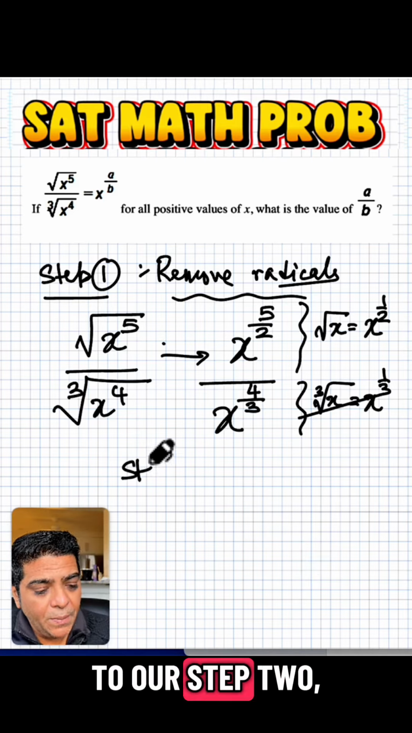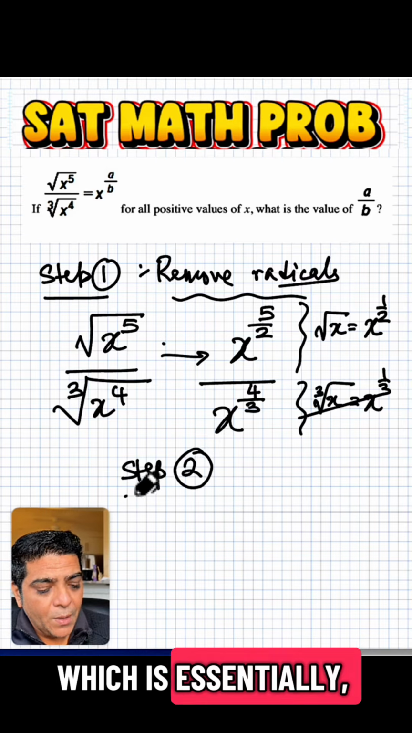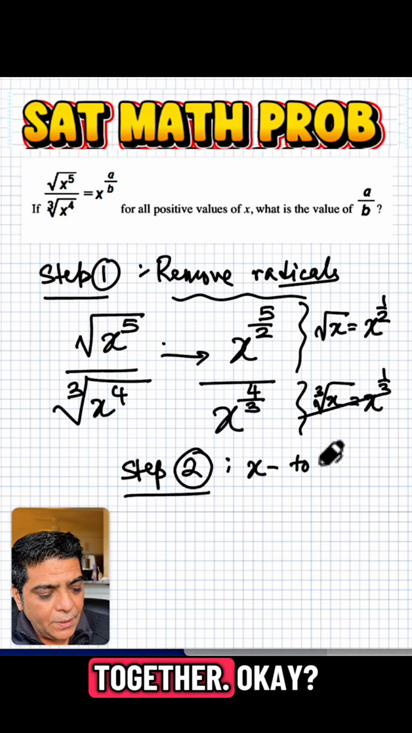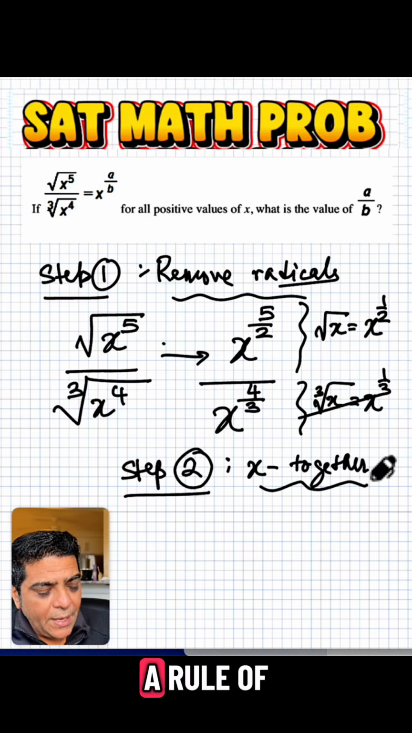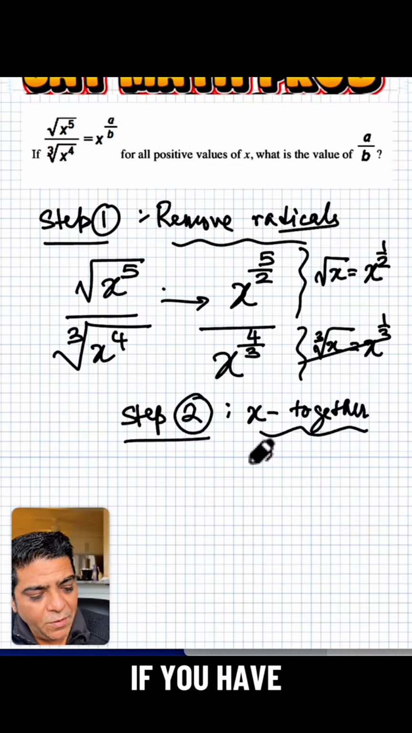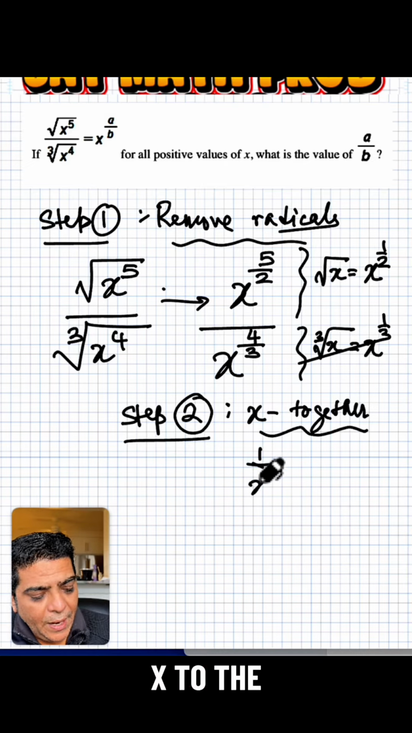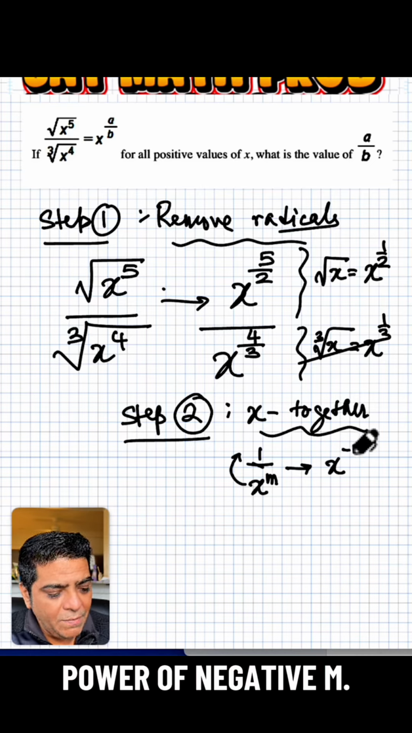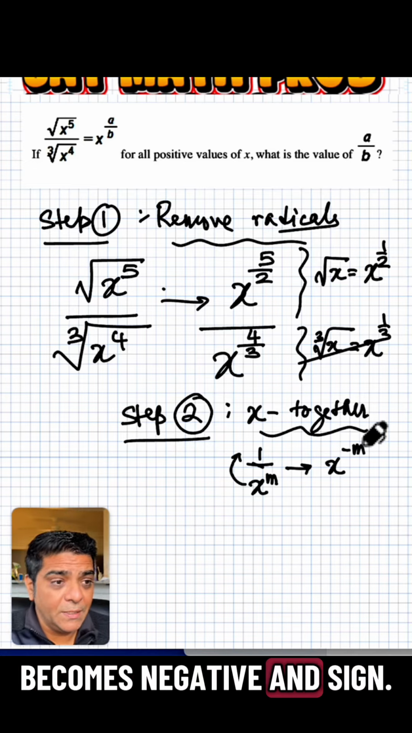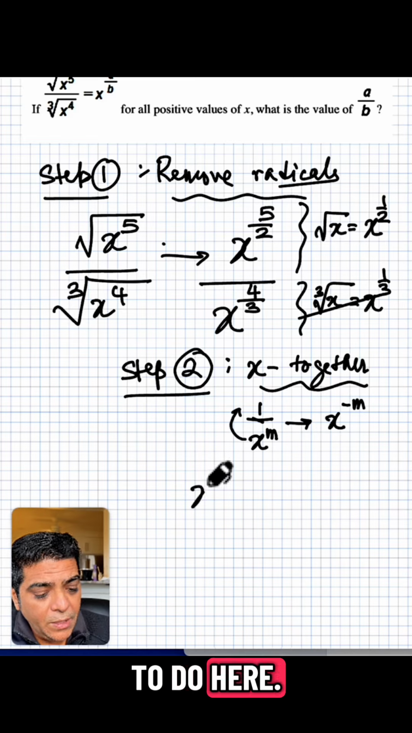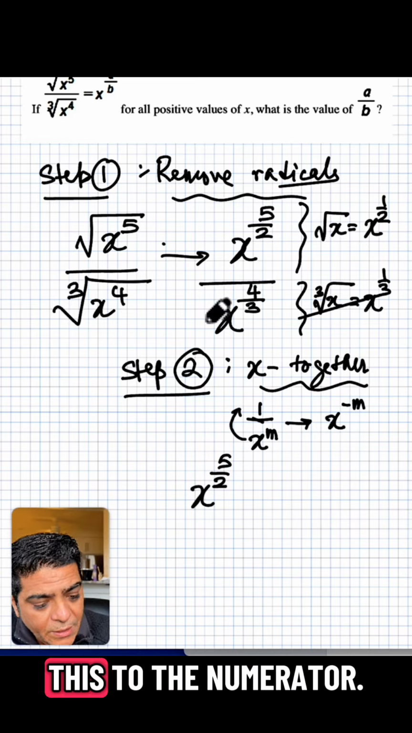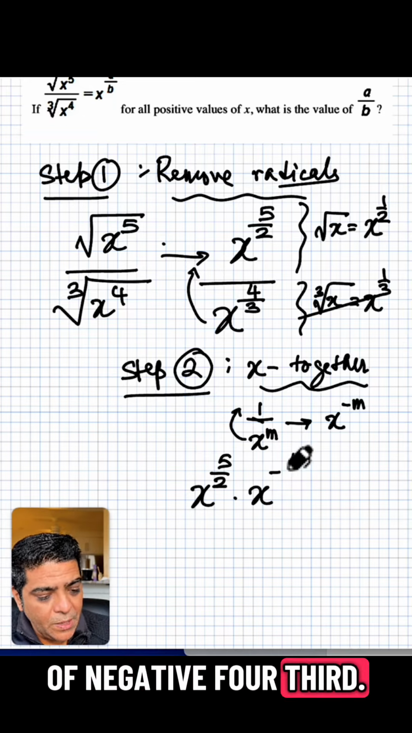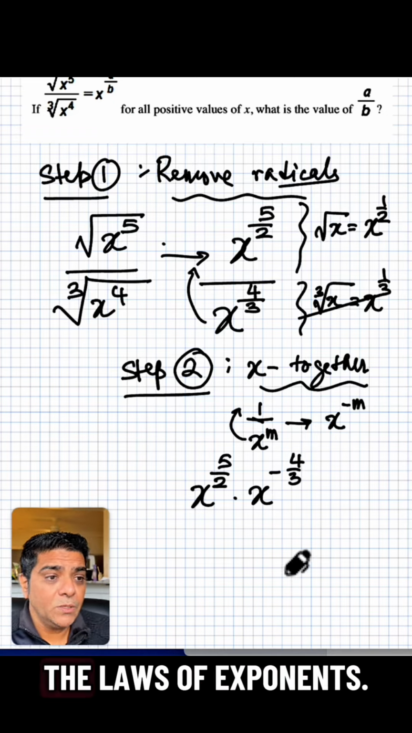We're going to go to our step 2, which is essentially we are going to bring the x values together, by this rule of exponents, where if you have 1 over x to the m, you can rewrite this by moving it to the numerator as x to the power of negative m. So you move it to the numerator and then it becomes negative in sign. So that's what we are going to do here, x to the power of 5/2, and we're going to move the denominator to the numerator. It becomes x to the power of negative 4/3. So we just change the sign. Okay, so use the laws of exponents.